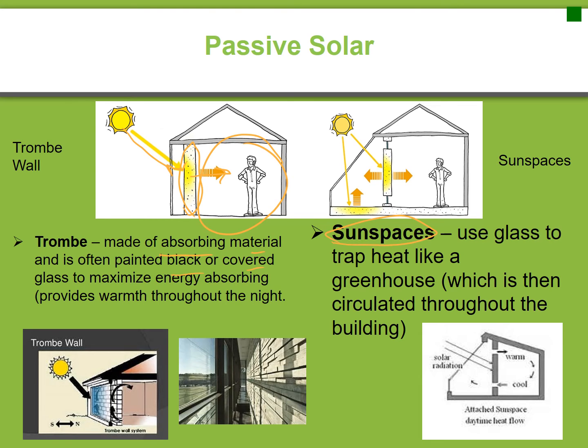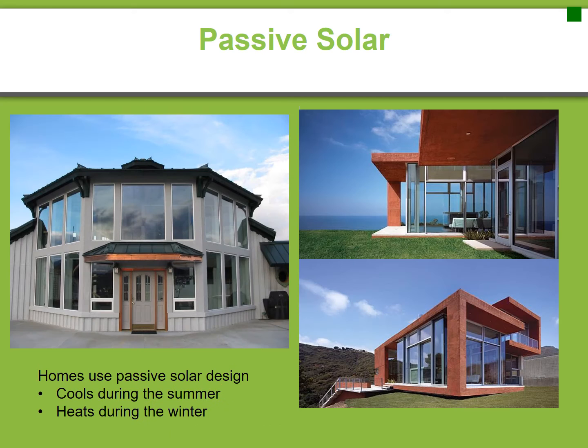This will create a lot more heat. And what they do is it traps heat exactly like a greenhouse, and that heat will be slowly distributed to your house, even through the floors, right? So you've got a Trombe wall, and then you have a sun space, which is like a greenhouse.